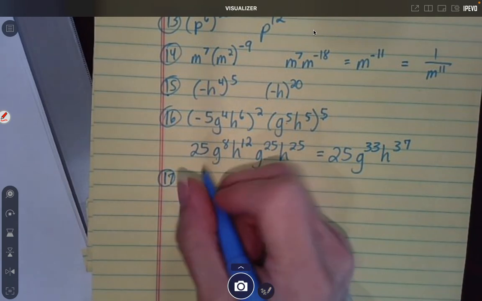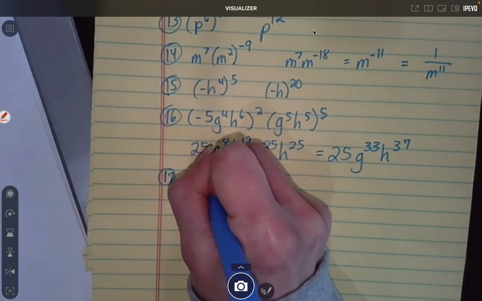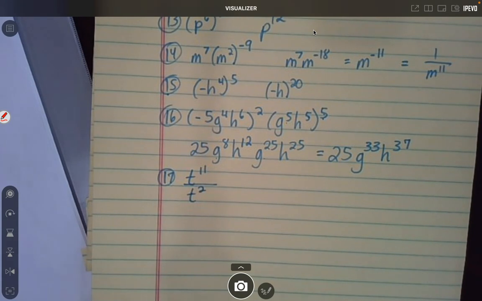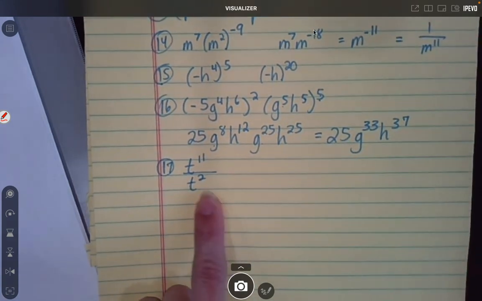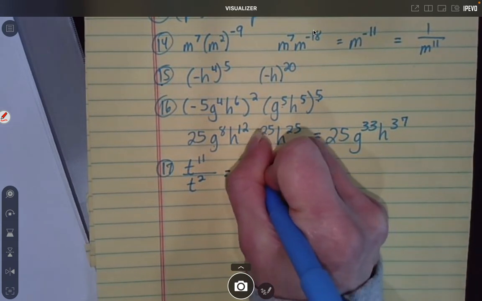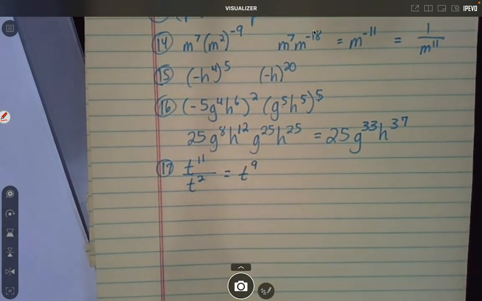Number 17, t to the 11th over t squared. All right, now another change. I went from adding exponents to multiplying exponents. Now what am I about to do? Subtract. What's 11 minus 2? T to the 9. That's your answer on that one.